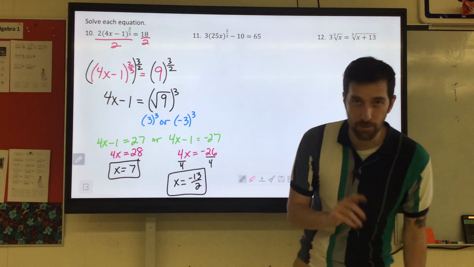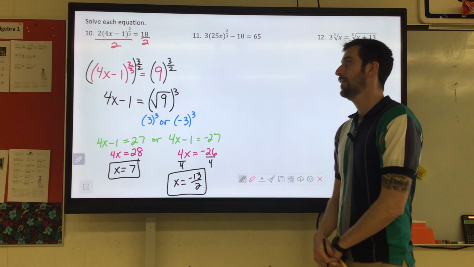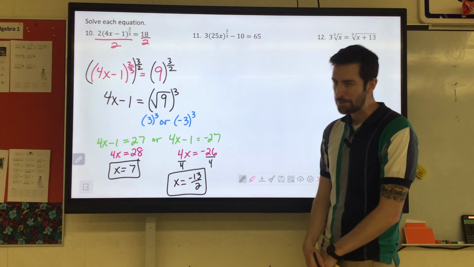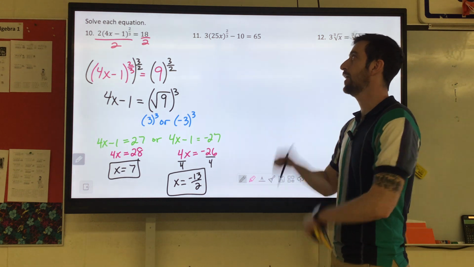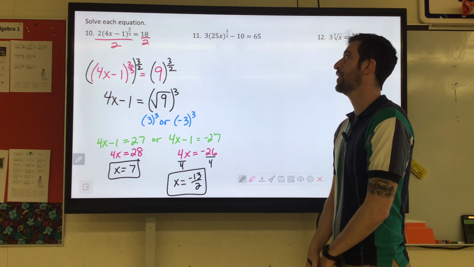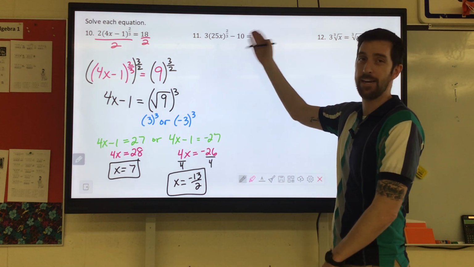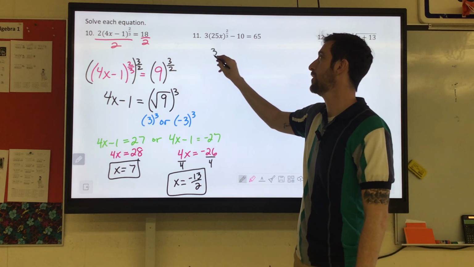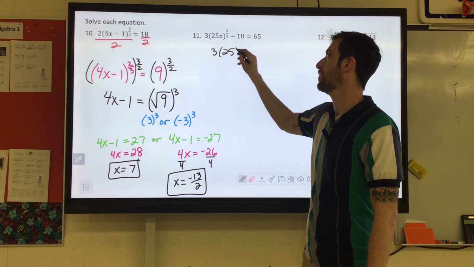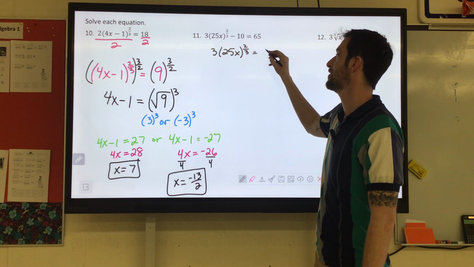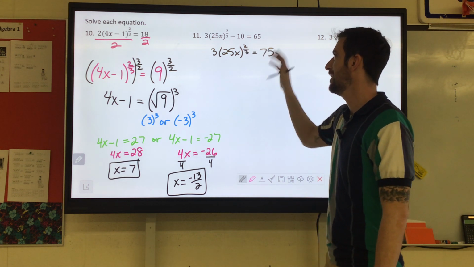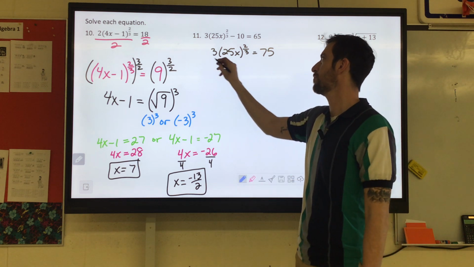Again, these are pretty brutal examples of it. The ones that are going to show up on your test are pretty basic by comparison. But we're going to isolate the number with the exponent. So here, I could add 10 to both sides, so we'd have 3 times 25x to the 2/3. If I add 10 to 65, I'm at 75. Then we would divide by the 3 out in front.